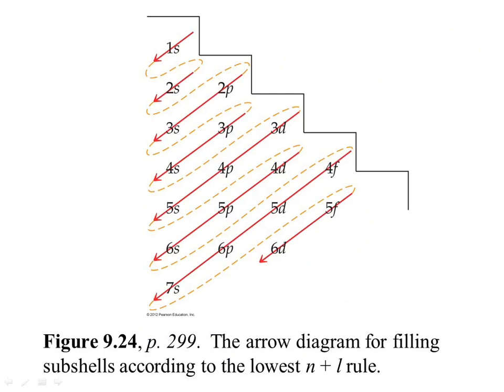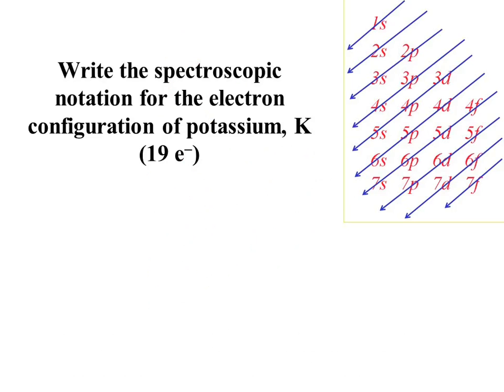So here's a figure from your textbook doing basically the same thing. I like my arrow diagram a little better. It has the ones missing that you won't need to use also. So there's an arrow diagram up here. This is your friend. You're going to need to do this for your Unit 2 exam. So let's use the arrow diagram and find homes for the 19 electrons around a potassium atom. I'll show you how this works.